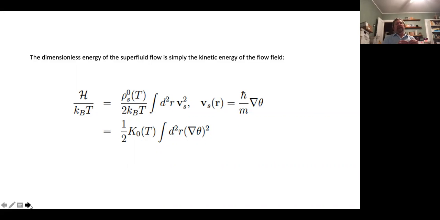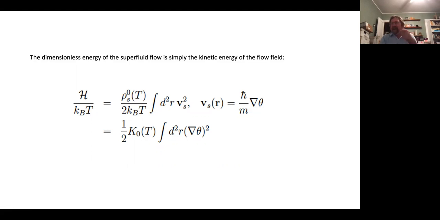The energy can be written as a half mv squared, mass times the square of the velocity. But of course we're talking about a system where the velocity may be varying as a function of position. So the total energy is just a half rho s naught here. It may or may not be a function of temperature.